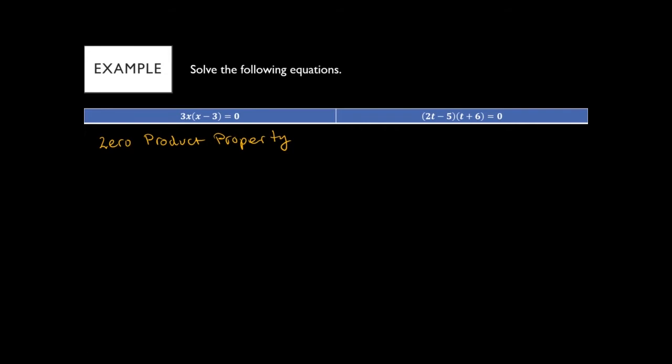And the zero product property says that each thing gets set equal to 0. So basically, you can separate it out where the parenthesis is. And so you have two equations: 3x equals 0, and then the other one says x minus 3 equals 0. So the zero product property is just taking each piece and setting it equal to 0. And then step 2 is to solve these equations.